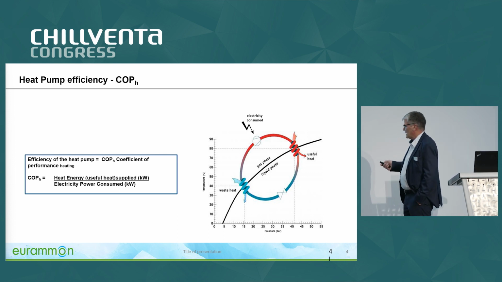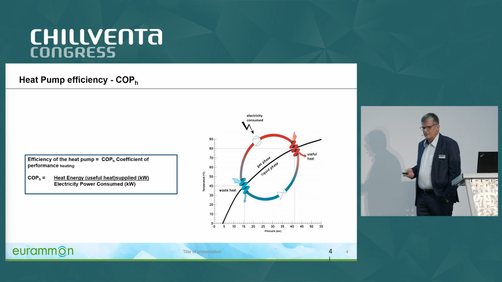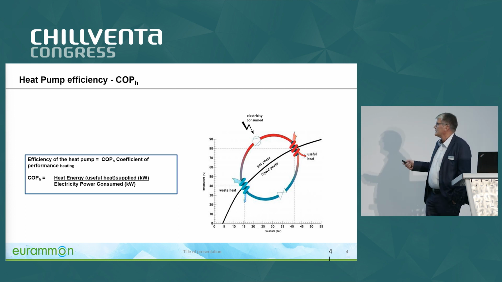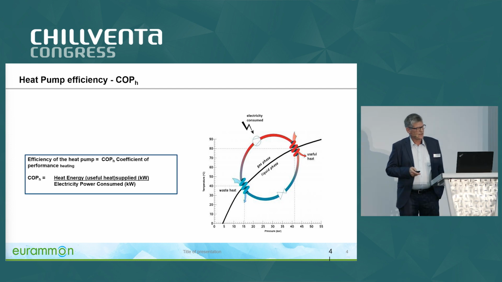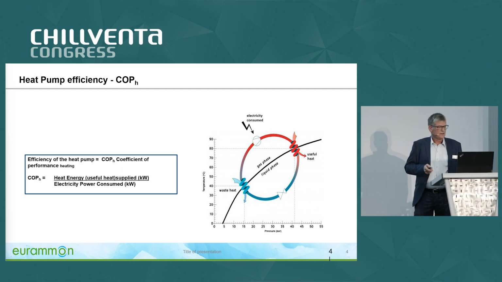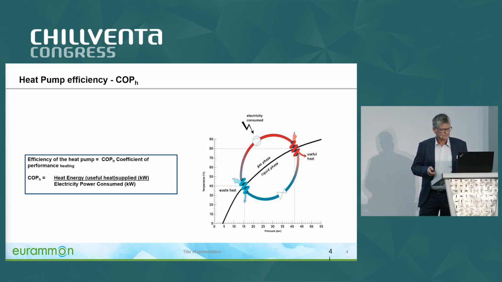In a heat pump, the heat pump is taking up heat from some waste heat at lower temperatures, and we add the electricity. The COP is simply the factor between the heat energy we get out and the electricity we put in. Can we increase that factor? We are saving electricity. Simple.